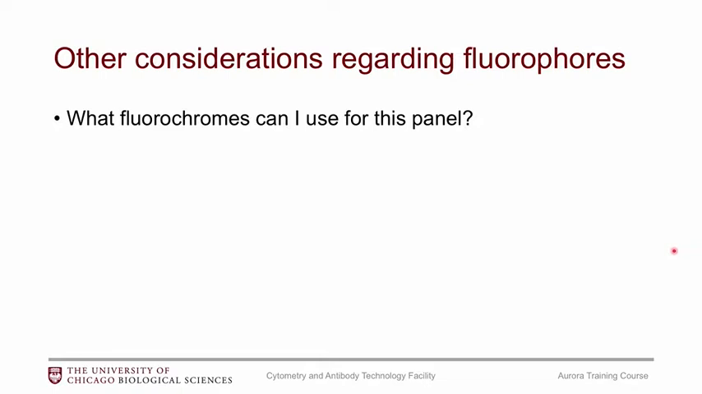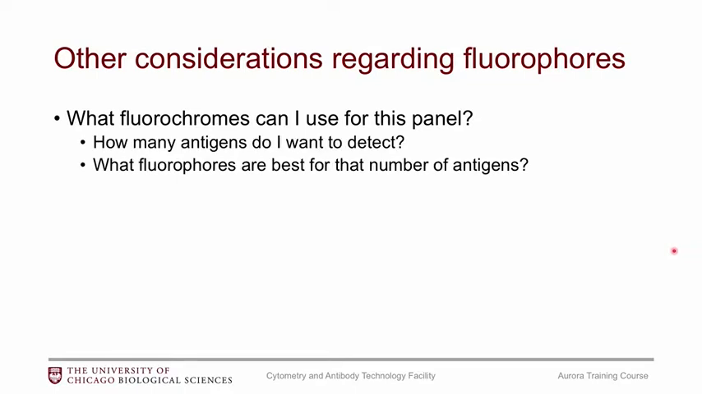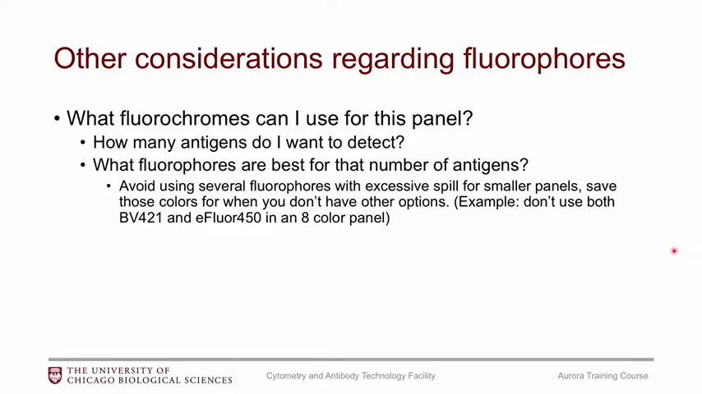A few other considerations that you need to make. So first you have to decide how many fluorochromes you're going to use in your panel. And that depends on how many antigens you want to detect and therefore which fluorophores are the best for that number of antigens. I will tell you, if you have a smaller panel, maybe 10 markers, then it would be best to design that so you are not utilizing fluorophores that excessively spill into each other or are very, very similar to each other.